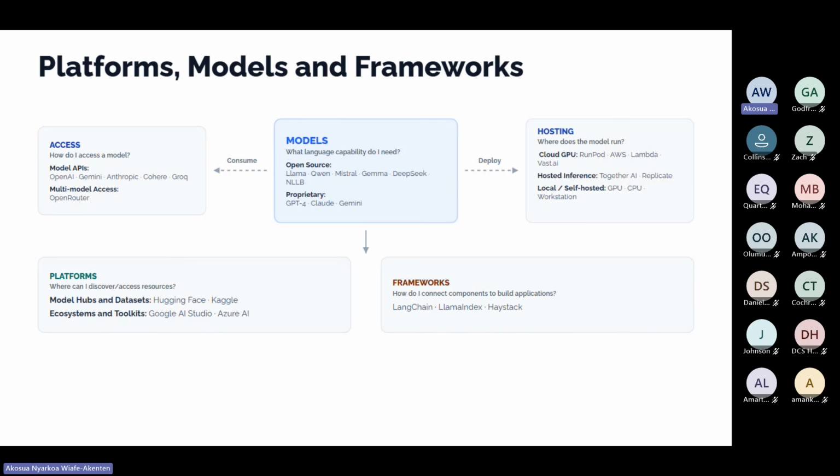Then we have the platforms. At this point, you've heard a lot about models, data sets, and so on. Where can I discover them? Where can I access these resources?